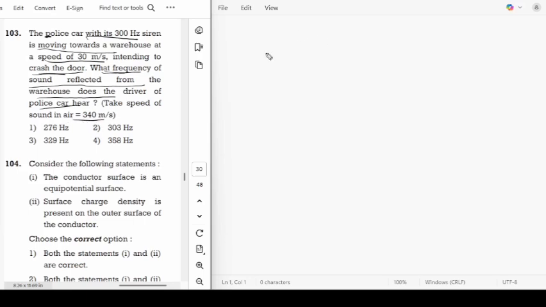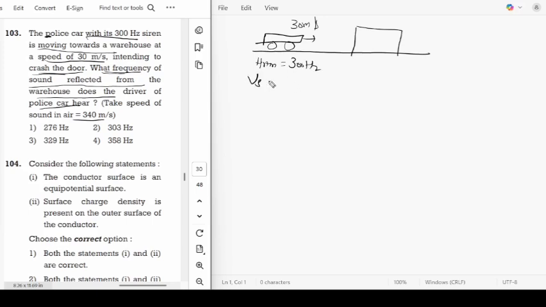340 meter per second? In this question, on a road there is a warehouse. A police car is coming at a speed of 30 meter per second. It buzzes a horn or siren whose frequency is 300 Hz. Speed of the sound is 340 meter per second.